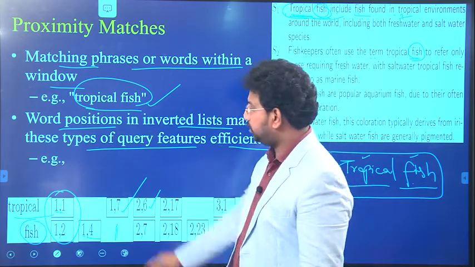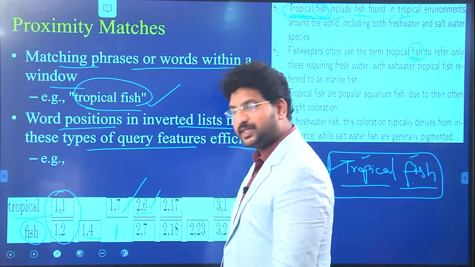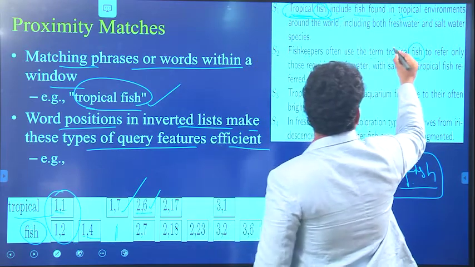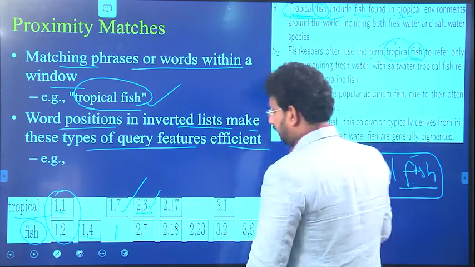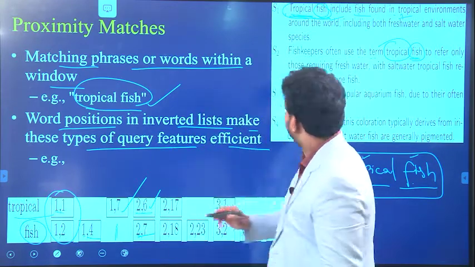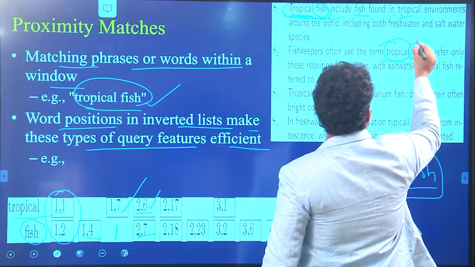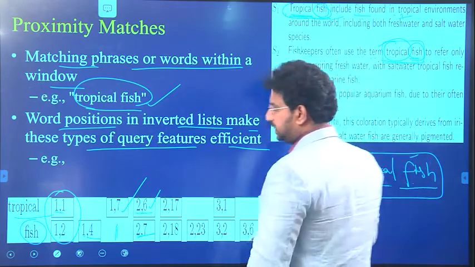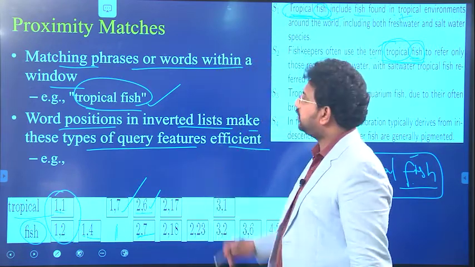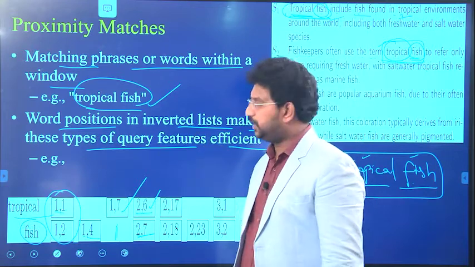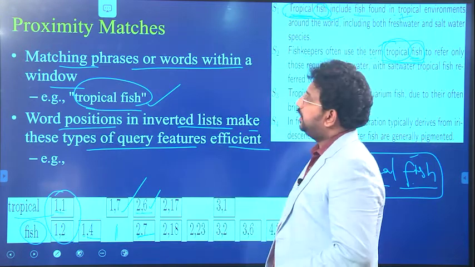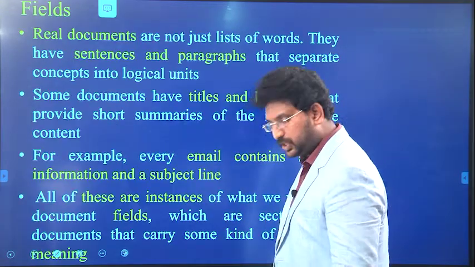Once again, tropical is at 2 6, second document, 6th position, and it is immediately followed by the second document 7th position, which is fish. So here again you find the phrase tropical fish in the document. Here you are matching the phrases or words within the window for the particular phrase tropical fish.